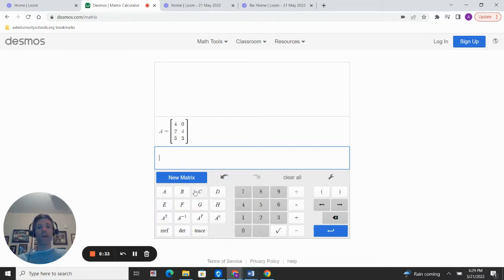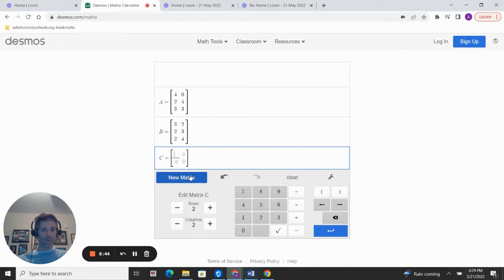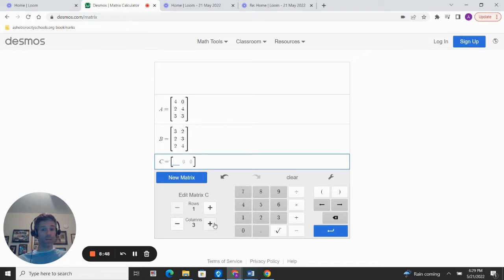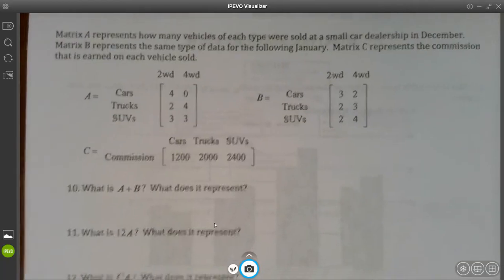There it is. And another matrix. We'll call it matrix B, and it also has 3 rows and 2 columns. It is 3, 2, 2, 3, 2, 4. And one more matrix. It's matrix C, and that is a 1-row, 3-column matrix. 1,200, 2,000, and 2,400.